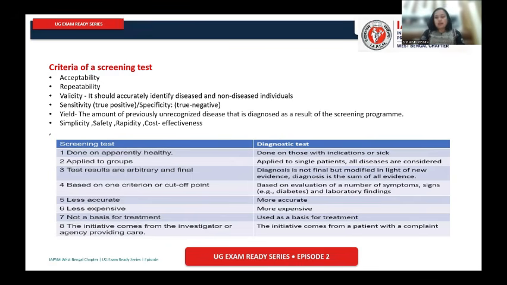Treatment usually does not start from screening tests. Treatment starts on the basis of diagnostic tests. Screening tests are done on apparently healthy individuals, whereas diagnostic tests are done with people who come with an indication or who are sick. Screening tests are applied to a large group of people, whereas diagnostic tests are done individually to single or some people who come with the indication or the disease.